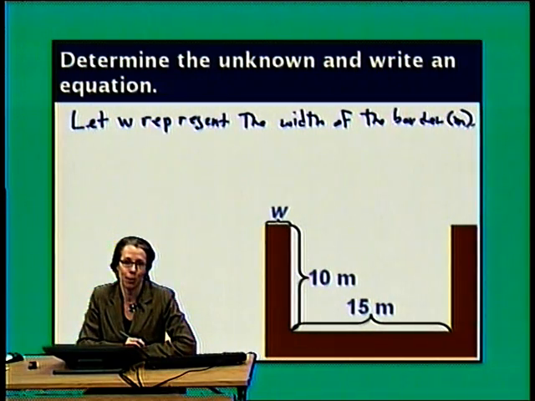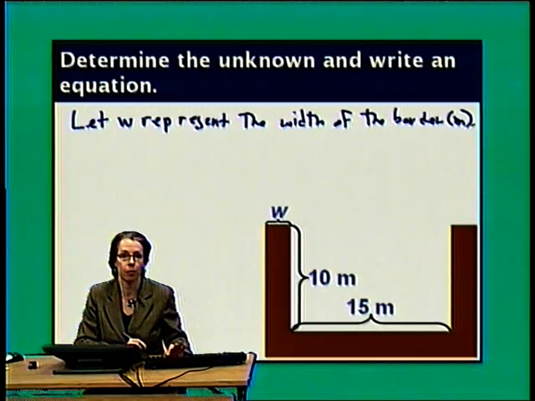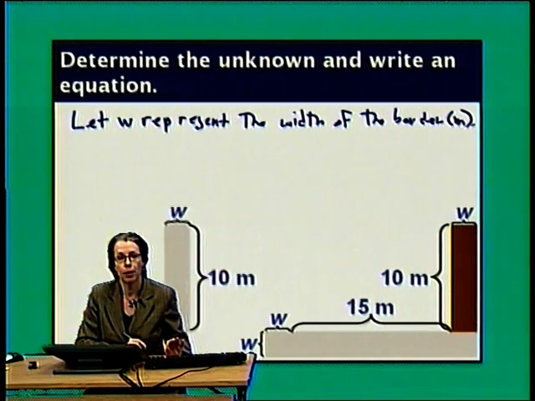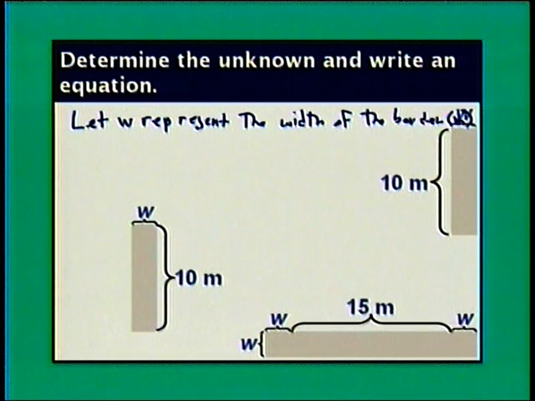Now I want to write an equation. So I need to think about what the area of this walkway is. Well, I'm going to break it up into bits. I have 2 bits that are really the same size, that are 10 meters long by W meters wide. In breaking this up, I've got these 2 short sides, and I have 1 long side. So let's figure out what the area of each of these bits is. Well, the side bits are going to be 10 times W square meters. So I've got 2 of those.